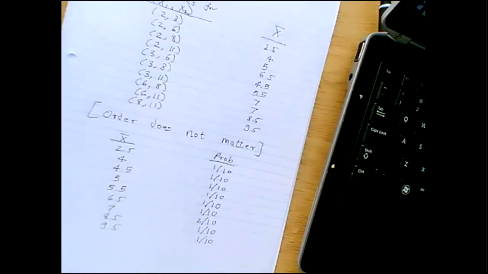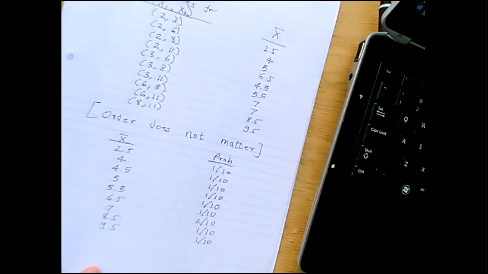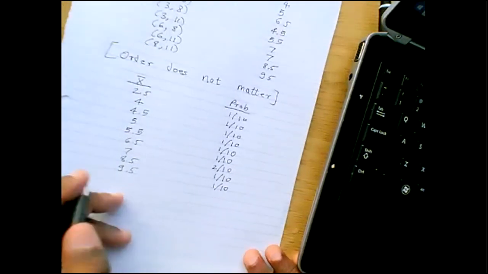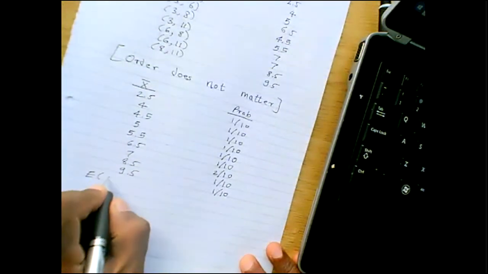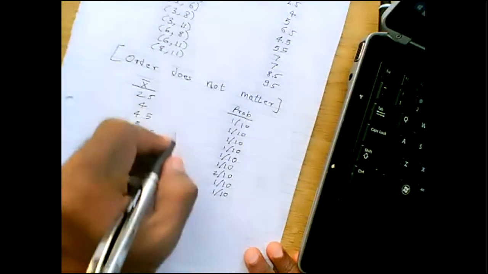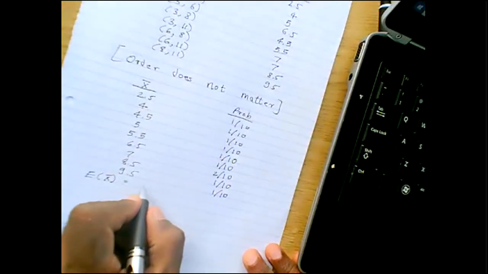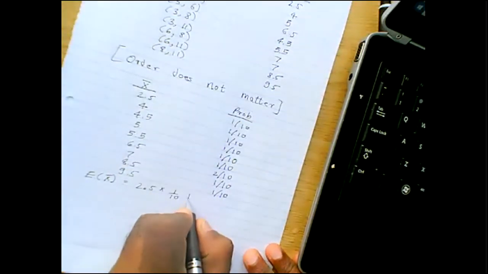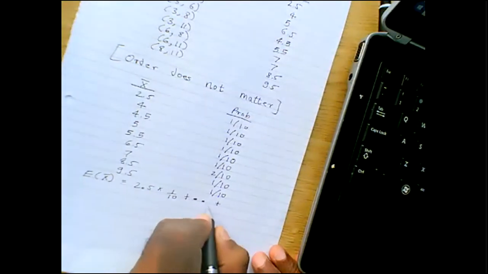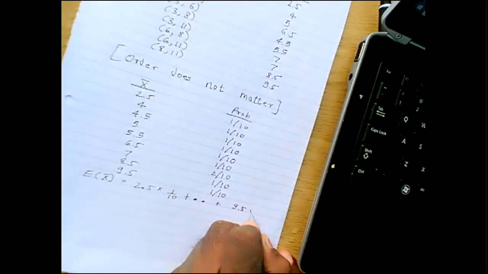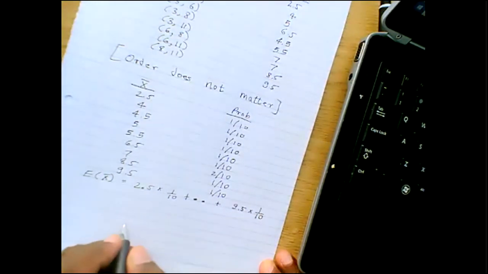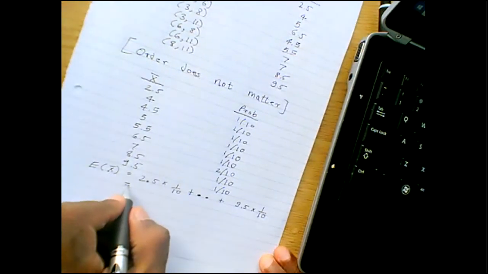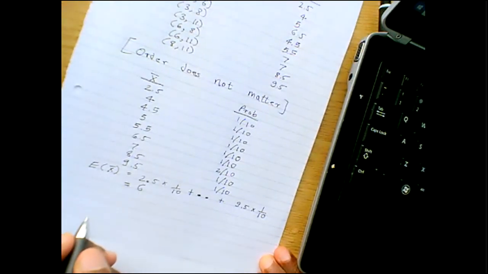Now the next thing I'm going to do is to compute the mean and the variance. So let's do that. The expectation of X bar is simply this multiplied by this and then take the sum. So it's 2.5 multiplied by 1/10, up to 9.5 multiplied by 1/10. If you do the math for this, you will get this to be 6.